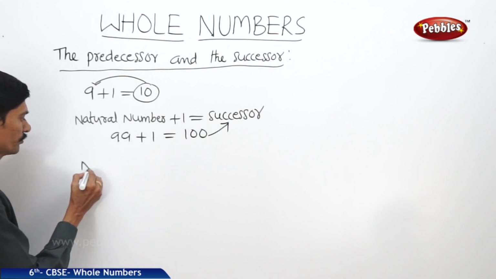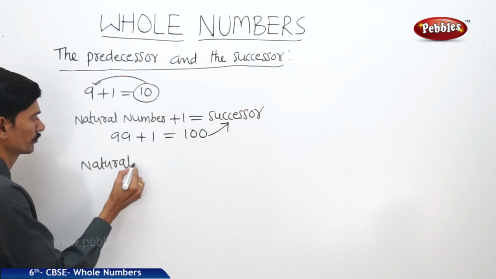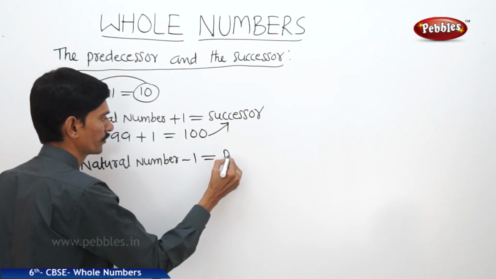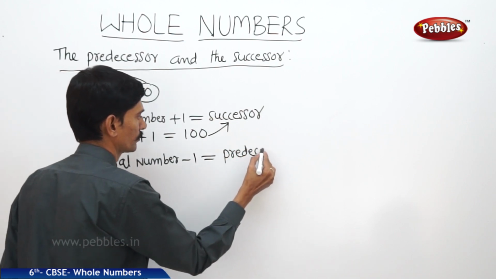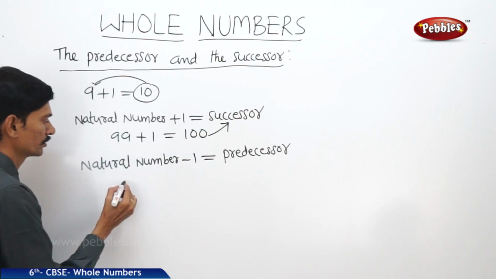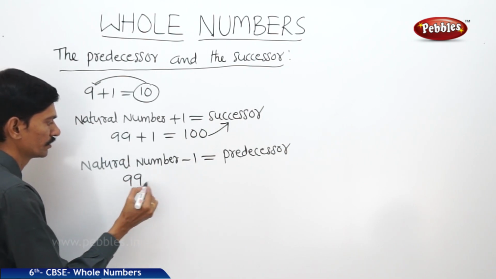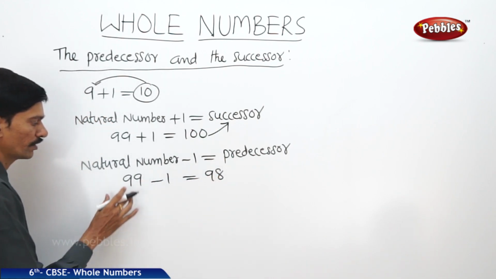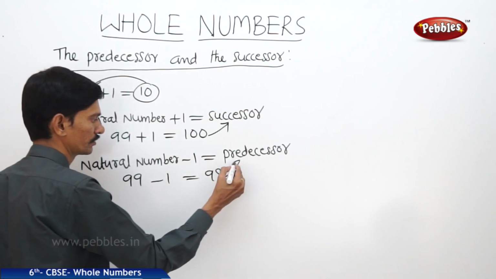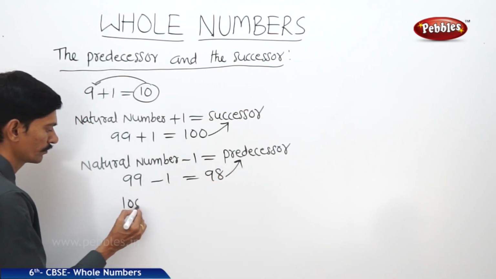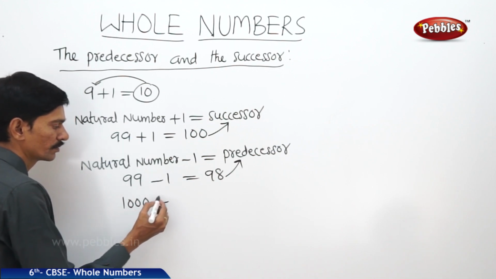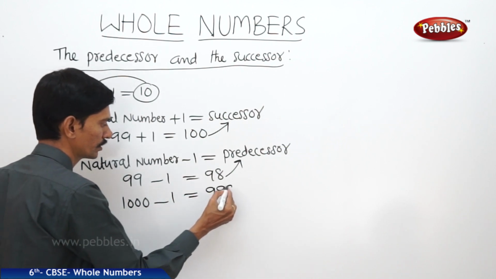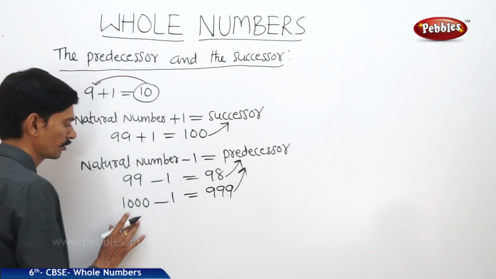Now the natural number minus 1 equals predecessor. So the predecessor of 99 is 99 minus 1 equals 98. So the predecessor of the given natural number 99 is 98. The predecessor of 1000 is obtained by subtracting 1 from the given number 1000, so this equals 999. So this is the predecessor of the given natural number 1000.